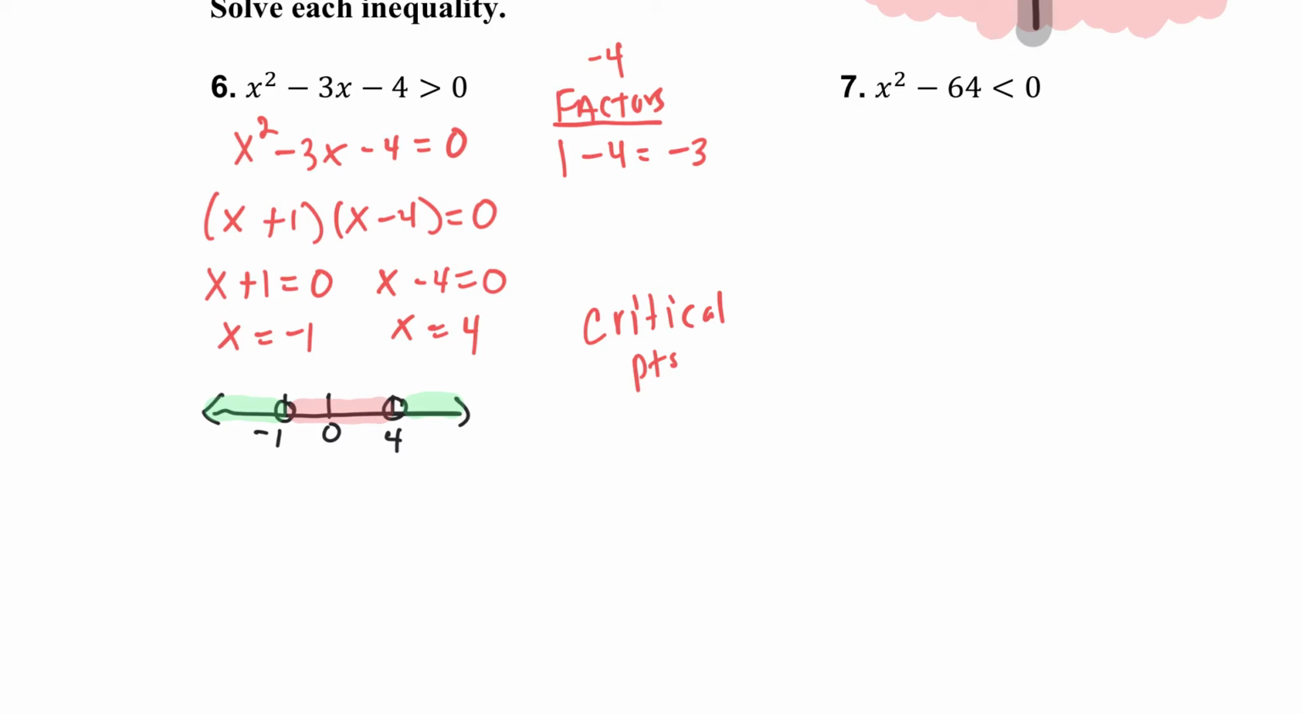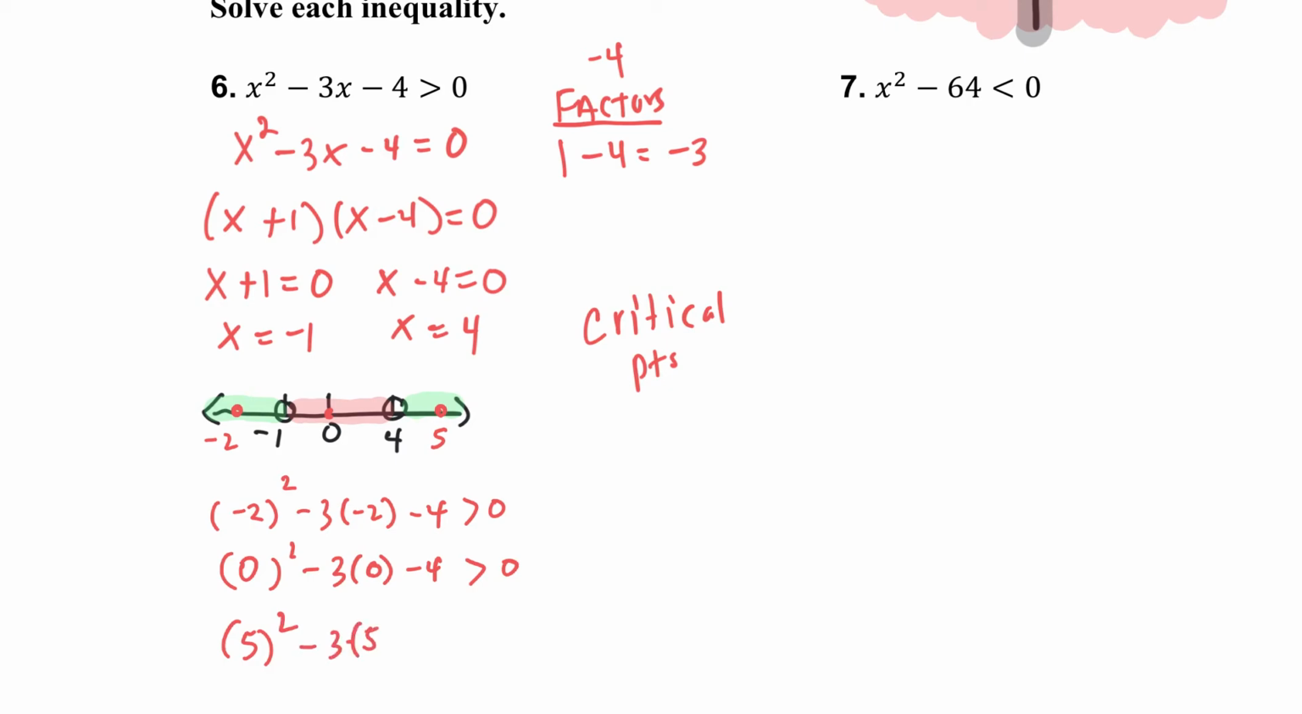So let's check -2. So -2 would be here. So -2 squared minus 3 times -2 minus 4, and we got to check if that's greater than 0. We're going to check 0. 0 squared minus 3 times 0 minus 4, and check if that's greater than 0. And then we're going to check 5. So we have 5 squared minus 3 times 5 minus 4 is greater than 0.